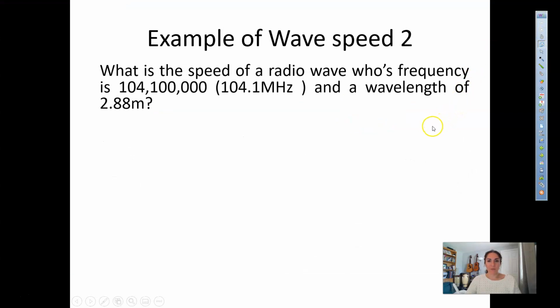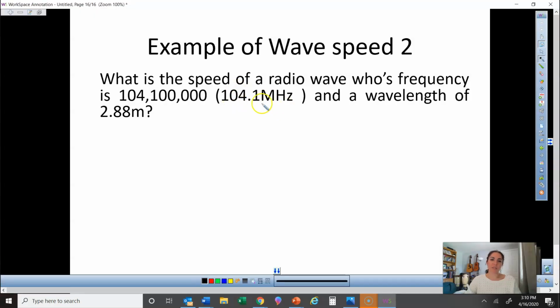Okay, example number 2. What is the speed of a radio wave whose frequency is given? If you listen to the radio, you'll notice that you have the frequency, right? 97.5 or 101.3 or 99.9. Those are all frequencies. They don't tell you, but they're measured in megahertz, where mega is 10 to the 6th. So I actually converted it already.